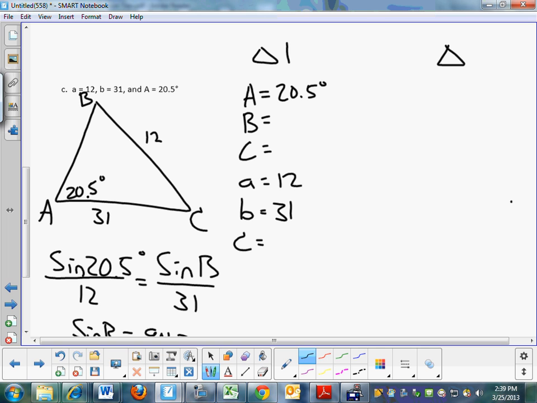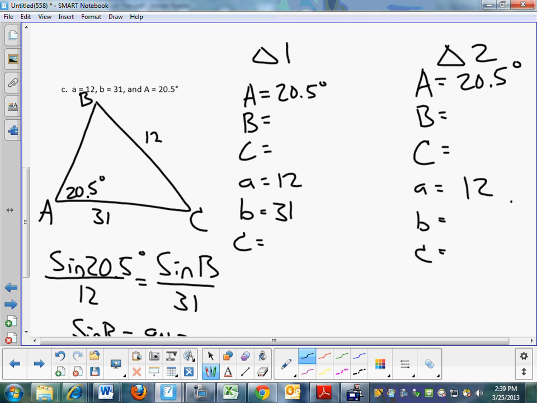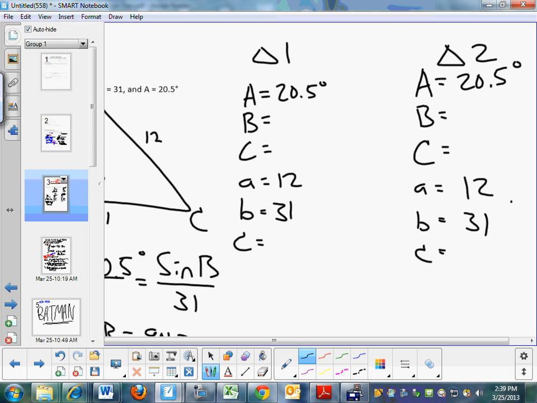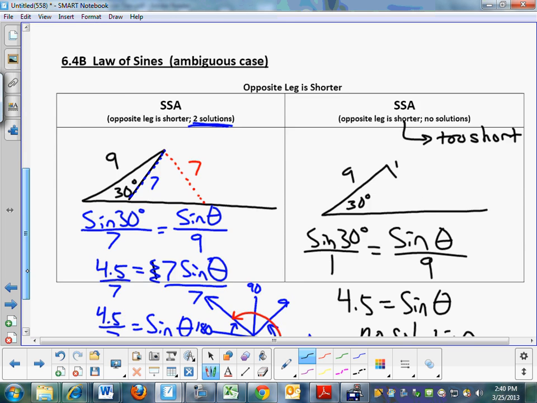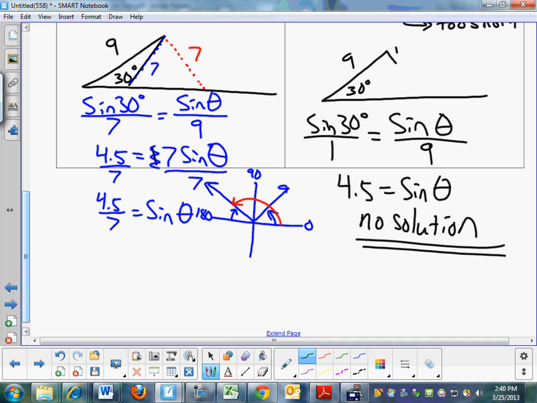Triangle 1, triangle 2. These are the parts that are given, so I have to put that in there. A, B, C, A, B, C. 20.5, 12, 31. Do you guys understand what we're doing right now? Look at what we got. What we're trying to set up is the blue triangle or the red triangle. There's two possibilities. The pendulum swing. We're trying to account for that. So we set up two triangles to try to account for that.